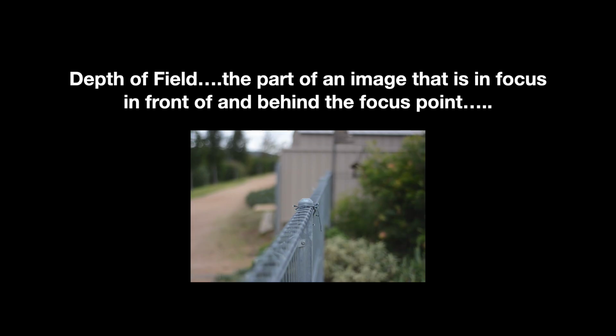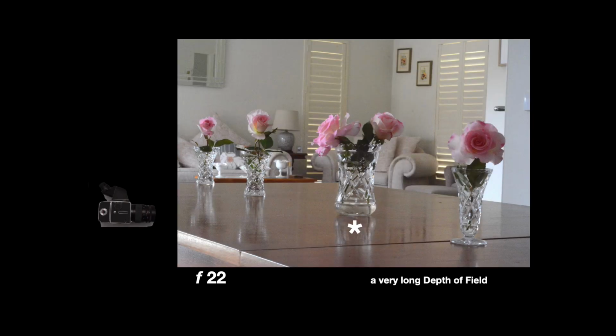Aperture affects depth of field as well as exposure. Depth of field is the part of an image that is in focus in front or behind the subject. As seen from these shots taken on a 50mm lens focused on the second rose from the camera, the smaller the aperture, the greater the depth of field. So f22 gives great focus all round.